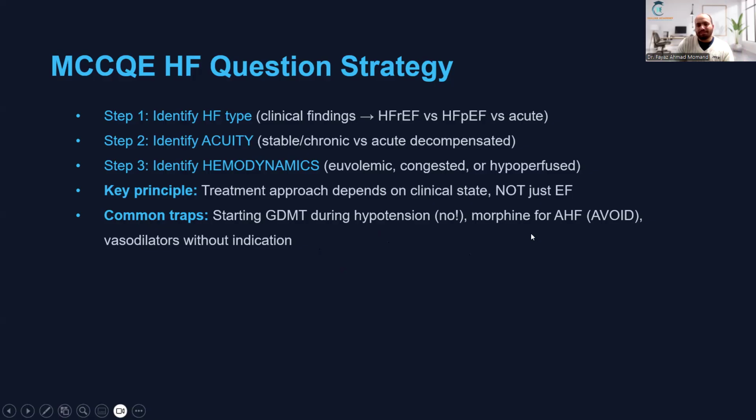Morphine is sometimes mentioned to be used. Do not pick morphine for heart failure. It's avoided. It worsens mortality. Vasodilators, sometimes they seem like a good option, but if there is no clear indication to use them, don't pick them as your choice on MCCQE1 MCQs.